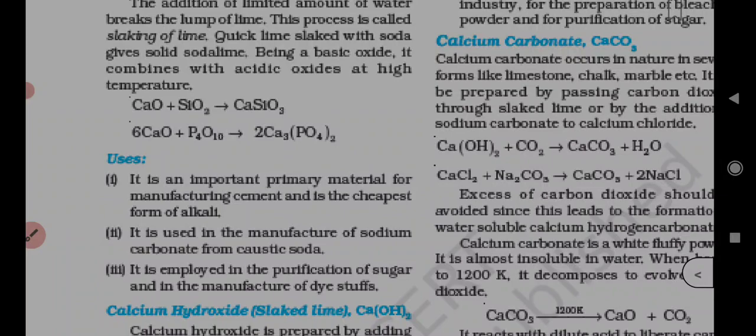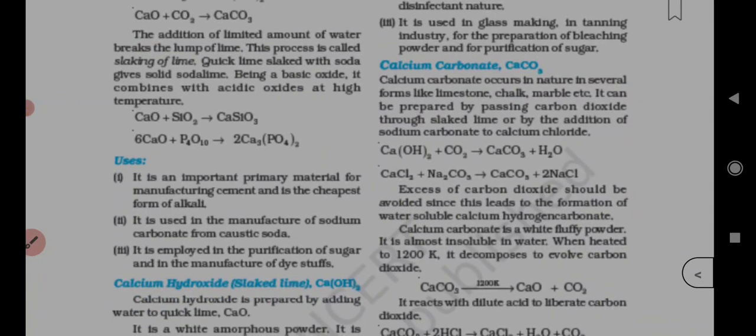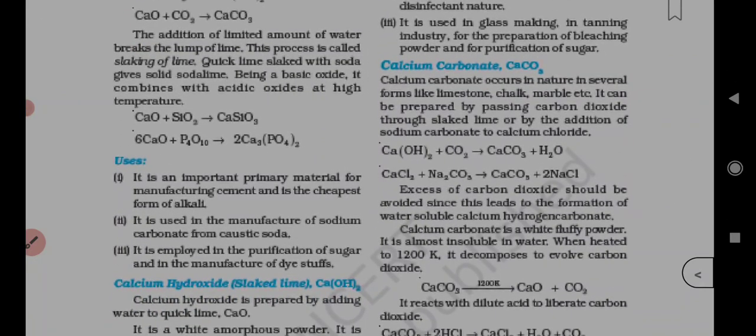You can relate this somewhat to surface chemistry. Calcium oxide is used in the purification of sugars. To purify sugar you can use calcium oxide. Basically, in surface chemistry we have seen that charcoal is used in the purification of sugars to get white crystalline sugars, so you can also use calcium oxide. In the manufacture of dyestuffs also calcium oxide is used.